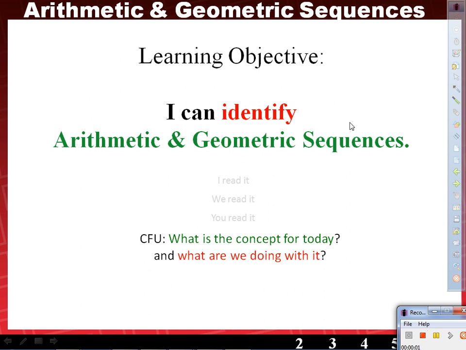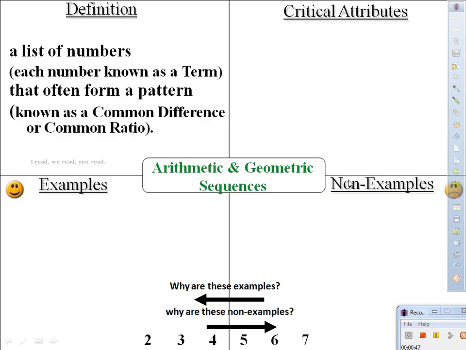Okay? So, arithmetic and geometric sequences, those go in the center of your Frayer model. What are they? Here goes the definition. Arithmetic and geometric sequences are a list of numbers. In parentheses, each number is known as a term. Once again, what are they? A list of numbers, and each number is known as a term.